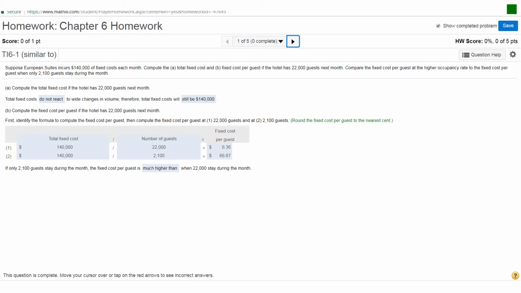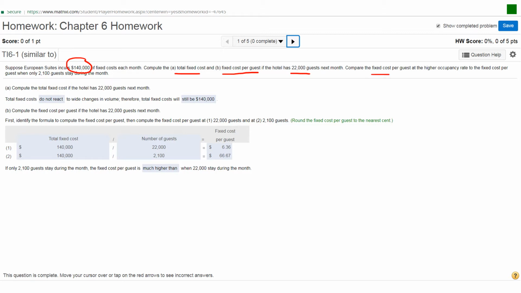All right, this is chapter 6, homework problem number 1. It says, suppose the European Suites incurs $140,000 of fixed cost each month. So I'm going to circle that number. That's a total fixed cost each month. Here's the question. It says, compute the A, total fixed cost, and B, fixed cost per guest if the hotel has 22,000 guests next month.